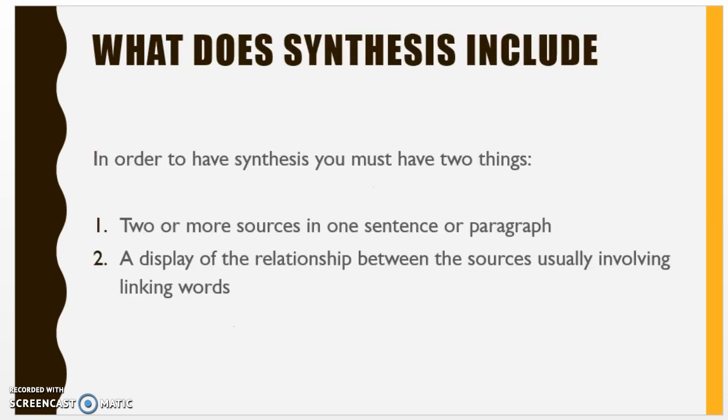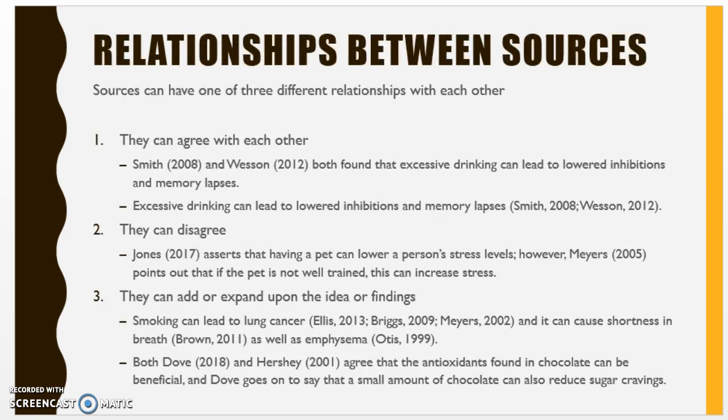So what does it include? There are two things you have to have when you are creating synthesis. If you don't have one of these things, then it is not synthesis. The first one, you must have two or more sources in the sentence or paragraph. You clearly cannot synthesize something with itself. And you also have to display that relationship between the sources. And this usually involves a linking word or a relationship word. So there's three different types of relationships sources can have with each other.